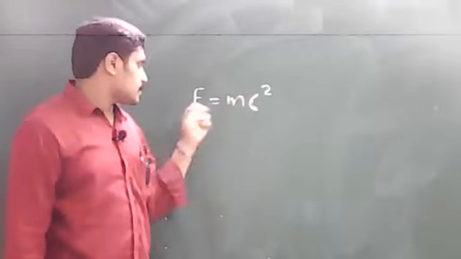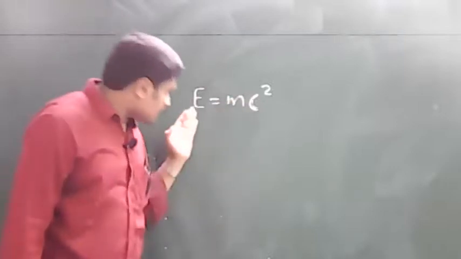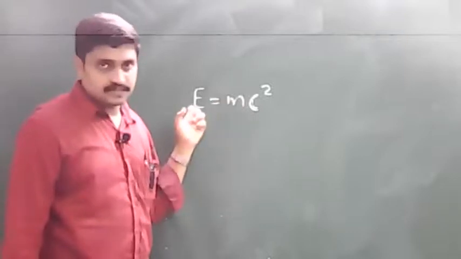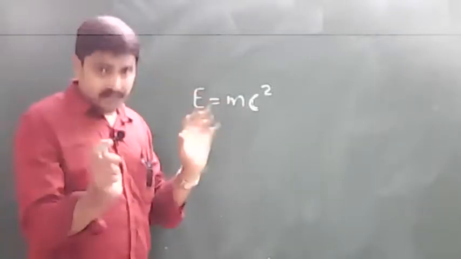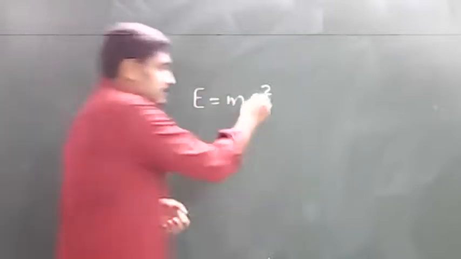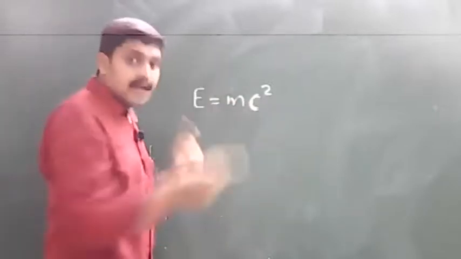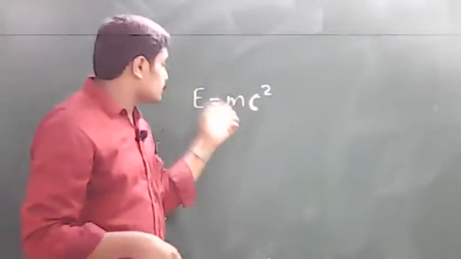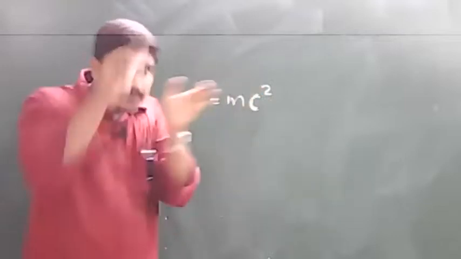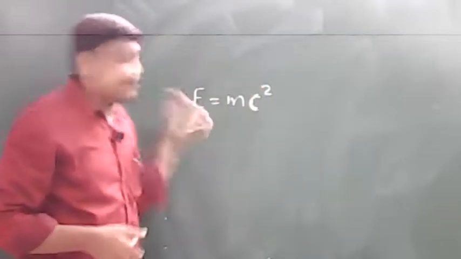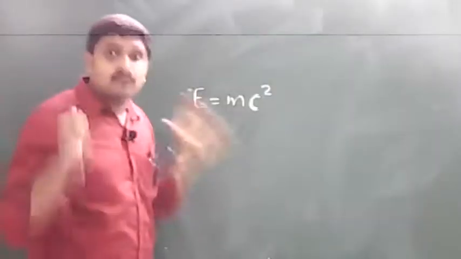This equation says that energy can be converted into mass and mass can be converted into energy. Both are the same thing. When energy is converted into mass, since the speed of light is 3 into 10⁸ and it is squared, a big number, the amount should be reduced. But in reverse, if you convert mass into energy, we obtain a big amount of energy.